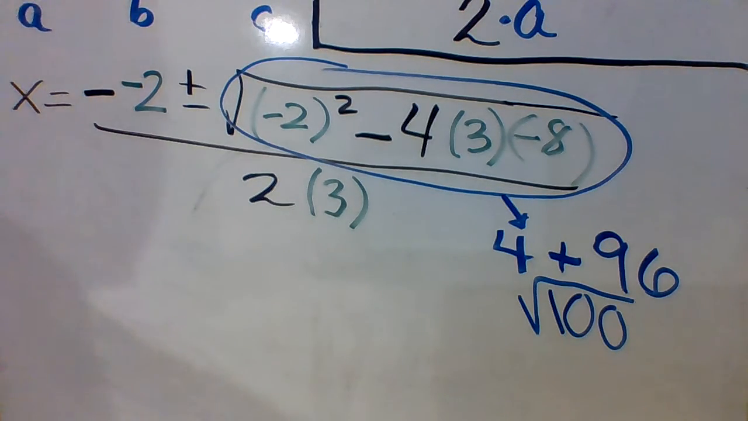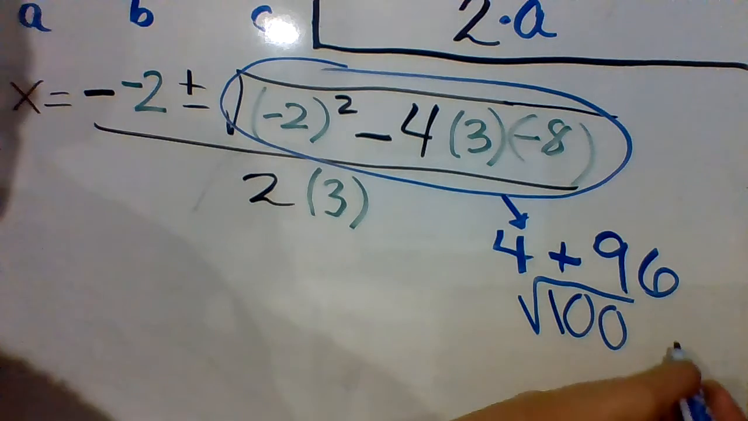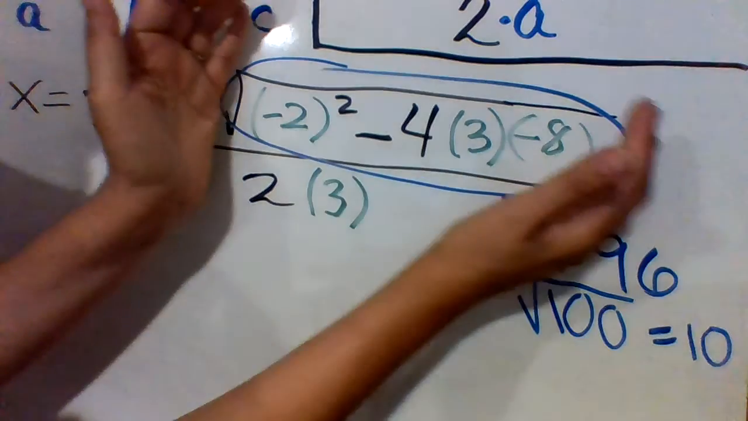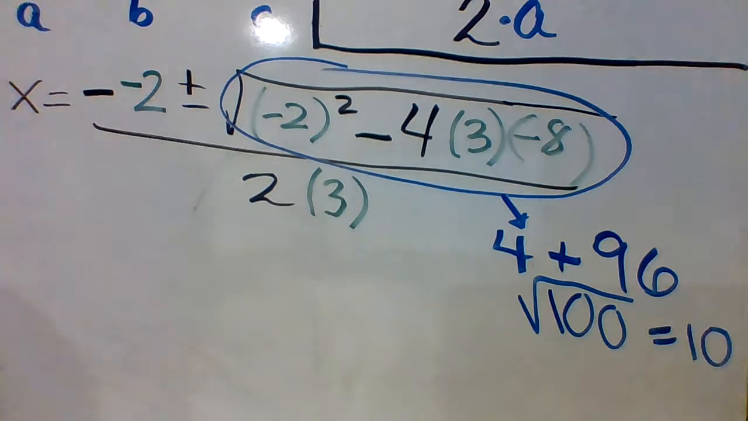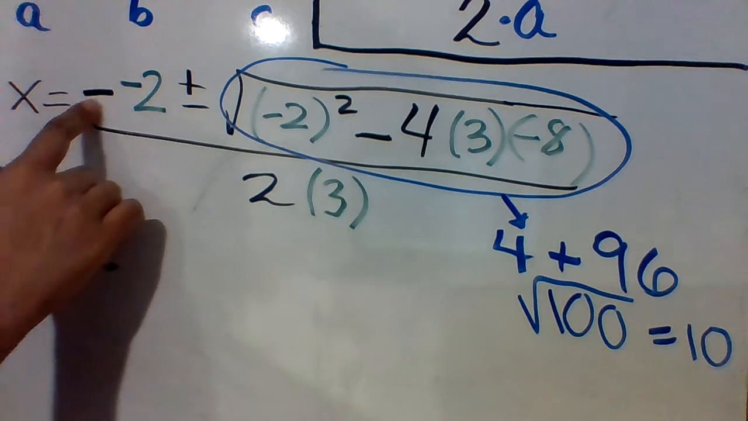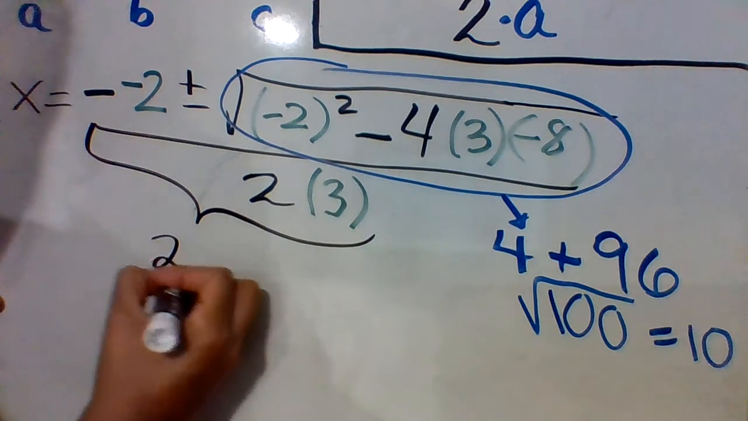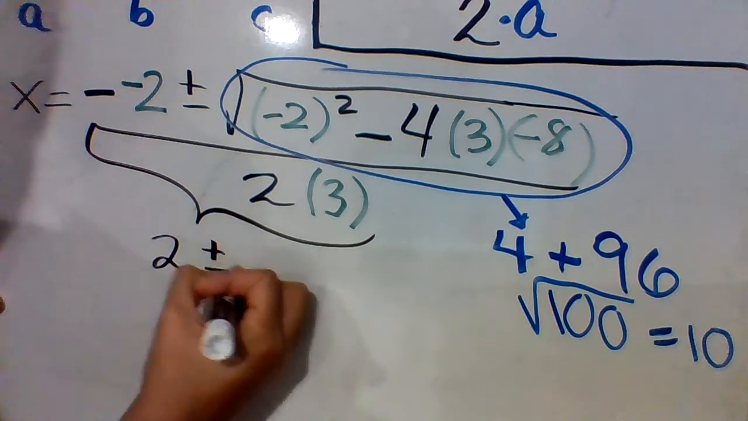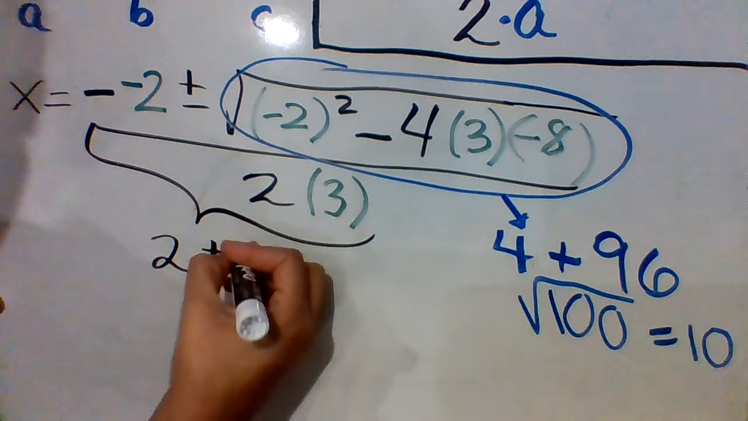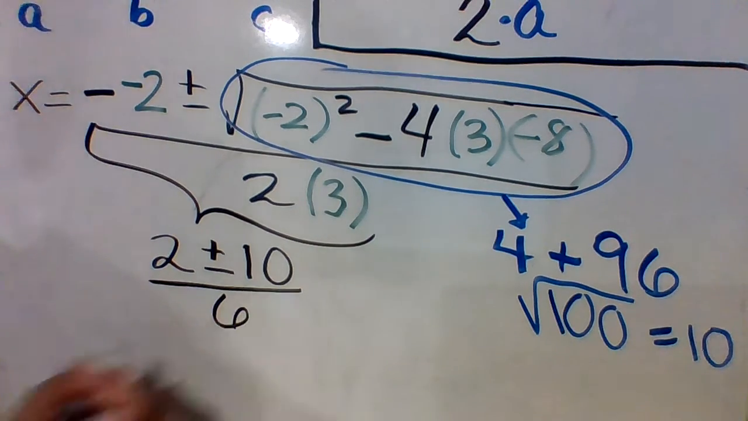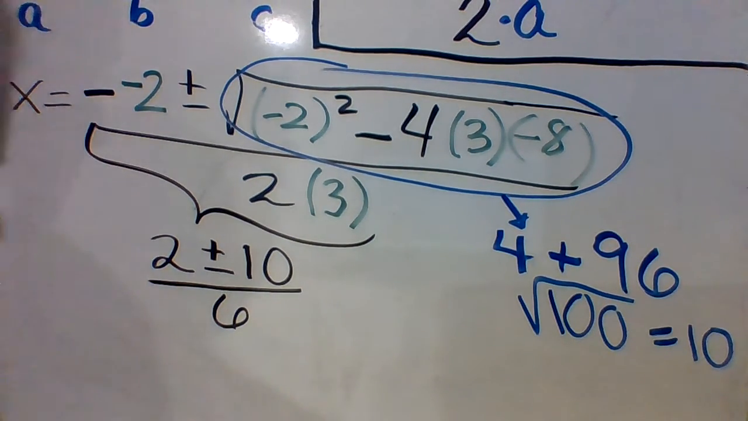And 100 is a perfect square. 10 is going to come out of that. So the answer is going to be 10. All of this piece right here equals 10. So I'm going to rewrite the problem to show that this whole piece equals 10. Again, a negative and a negative makes a +2, plus or minus. All of this equals 10. And then 2 times 3 is 6. All right, so this is my answer so far.